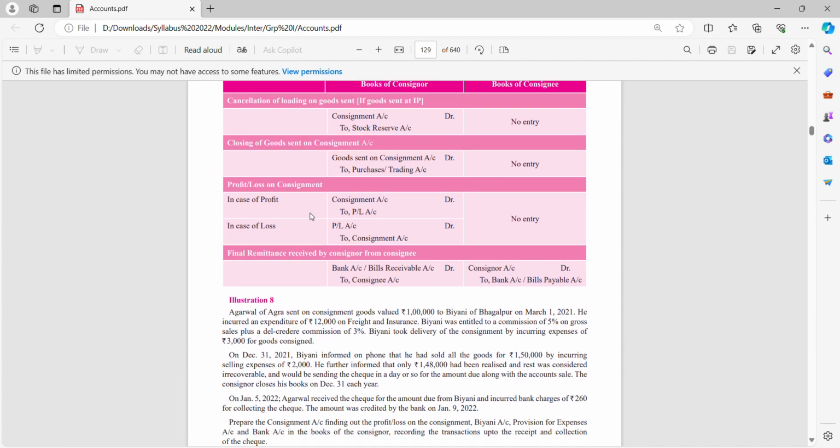So we are done with this. If there is any profit or loss from consignment, you will close all other accounts first, and then you will close the consignment account, and then that consignment profit or loss will be taken to your P&L account. So that P&L account transfer entry is done. Final remittance received by consigner from consignee. So final remittance, you are getting some bank amount, money from the consignee. Debit what comes in, credit the giver. Credit what goes out, bank is going out or bills payable. Debit the receiver, consigner is receiving it.